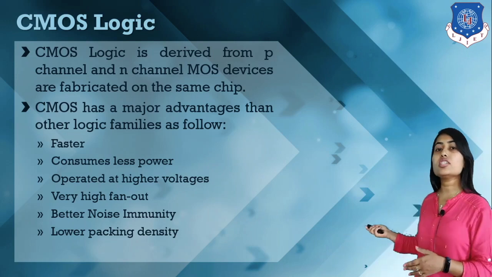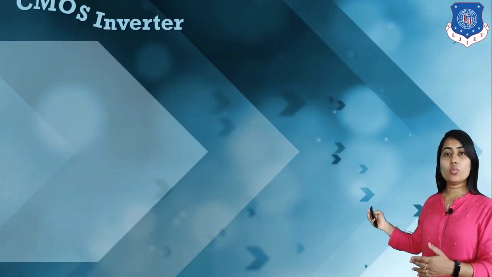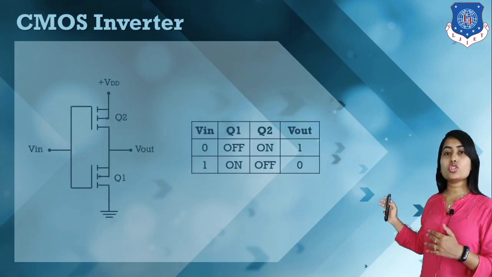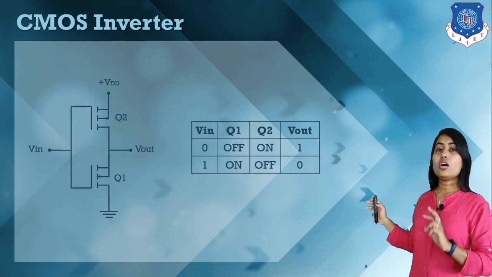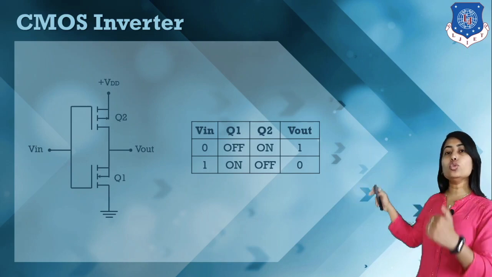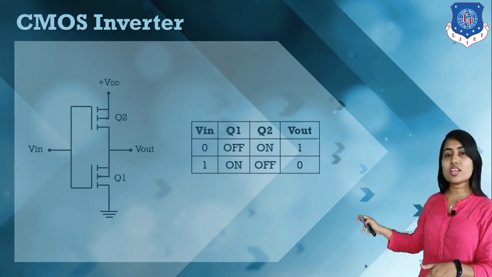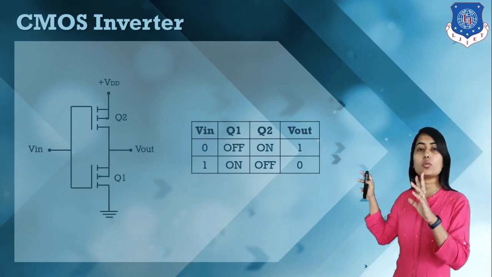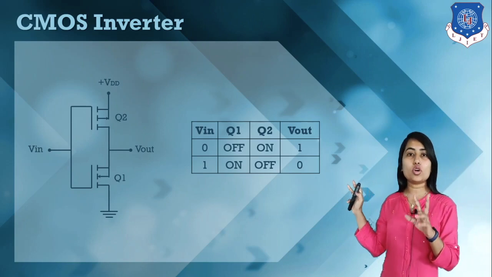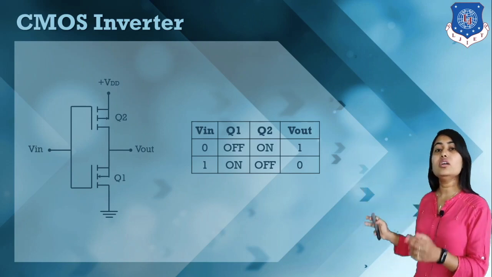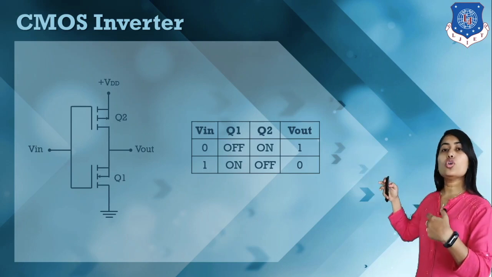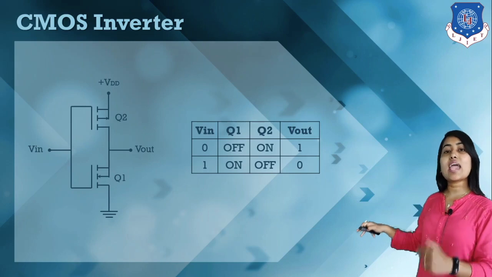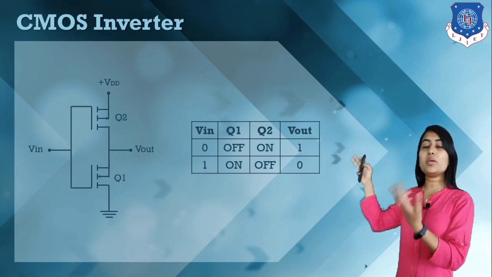So here first we have a CMOS inverter. For one input we have two MOSFETs. First is an N channel MOSFET, second is a P channel MOSFET, because here we use complementary MOSFETs. That's why we have an N channel MOSFET and a P channel MOSFET. So here Q1 is the N channel MOSFET and Q2 is the P channel MOSFET.